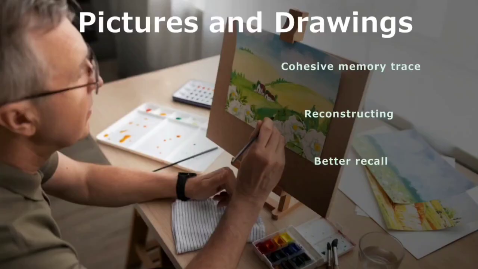Number 2 and 3, pictures and drawings. You can use pictures and drawings for visible things and action verbs. Drawing creates a more cohesive memory trace. By drawings, students reconstruct what they're learning in a way that makes sense to them. It also results in better recall. Just remember, draw in a clear and easy to understand way.